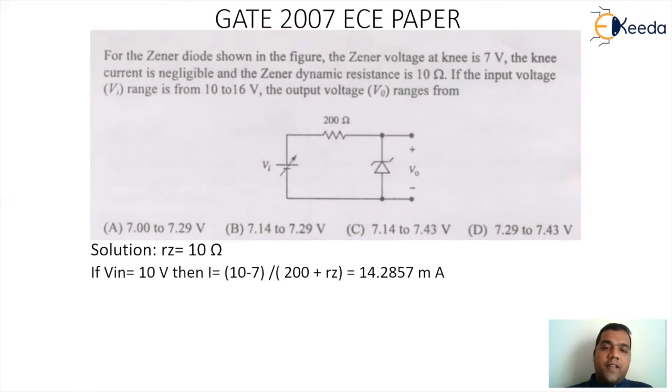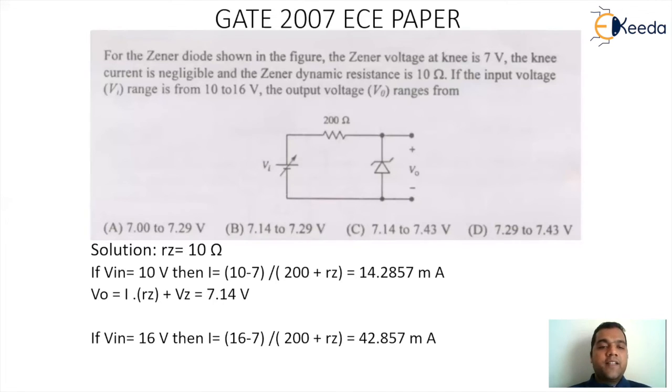If input is 10 volt, then the value of current I flowing in the loop will be 10 minus 7 divided by 200 plus RZ. So the value of current I will become 14.285 milliampere. In this case, the value of output voltage will become I into RZ plus VZ, where VZ is already 7 volt. So I, which is 14.285 milli into 10, and then adding VZ to it will give you 7.14 volt.